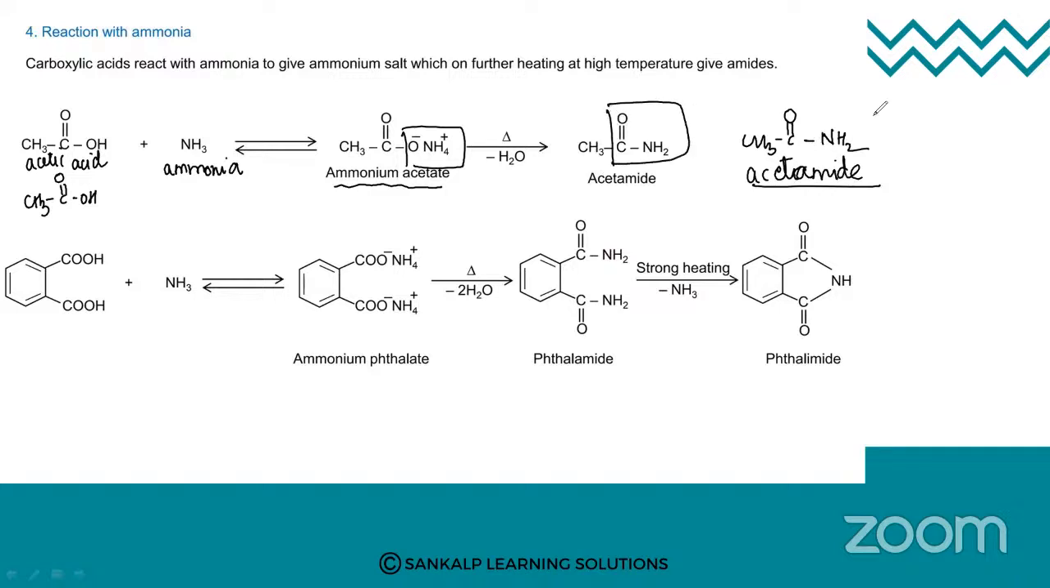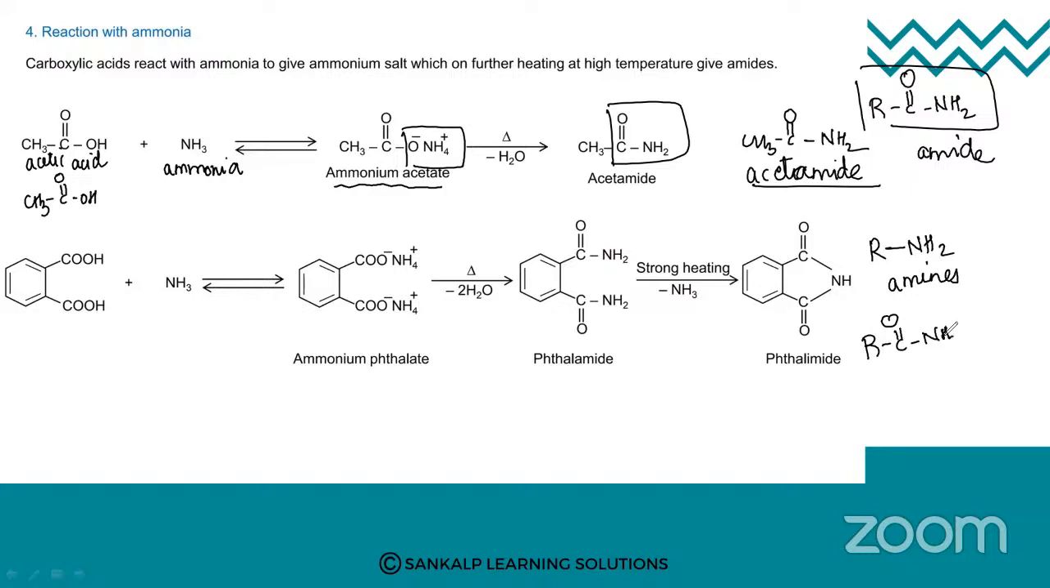So this is called the amide group: R C double bond O NH2. This represents amide. Amine is what? RNH2. So this is amines. Amide is R C double bond O NH2. So remember this, don't get confused. Different functional groups, this is how they are represented. Fine. So this is an amide and this is an amine.